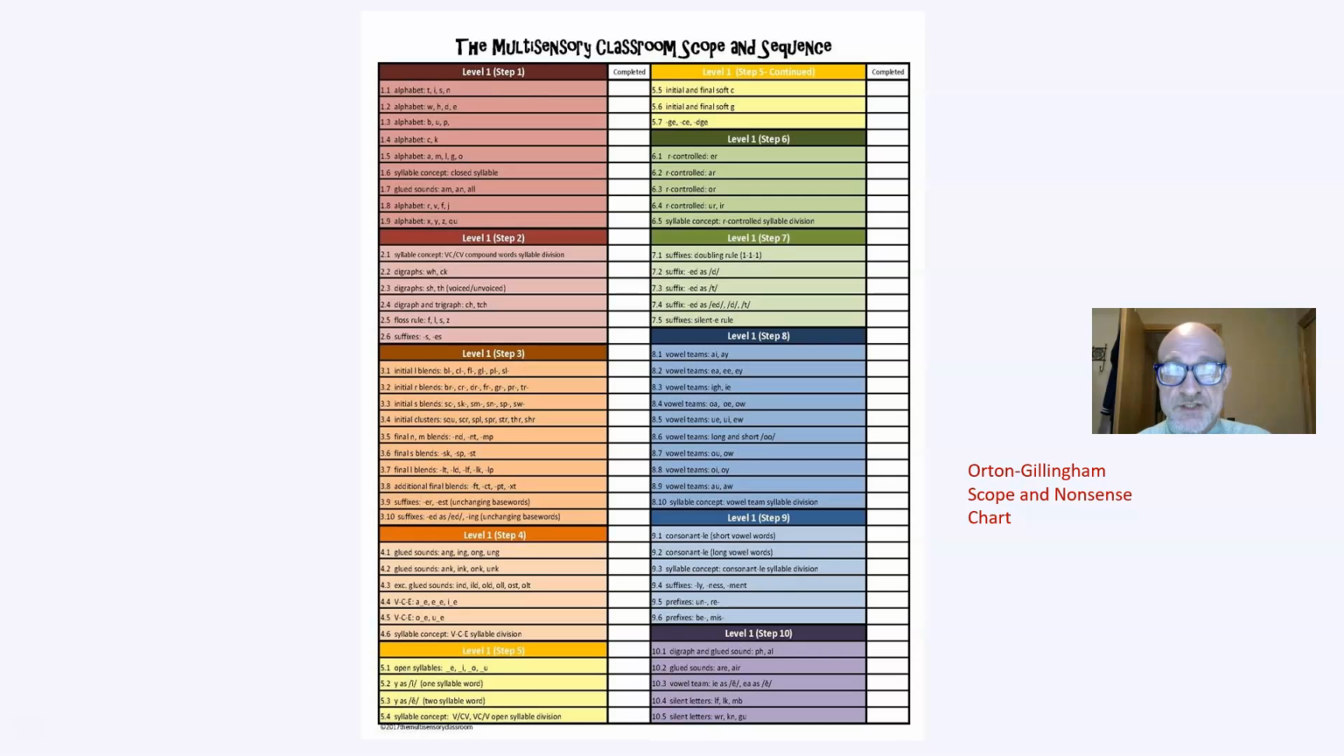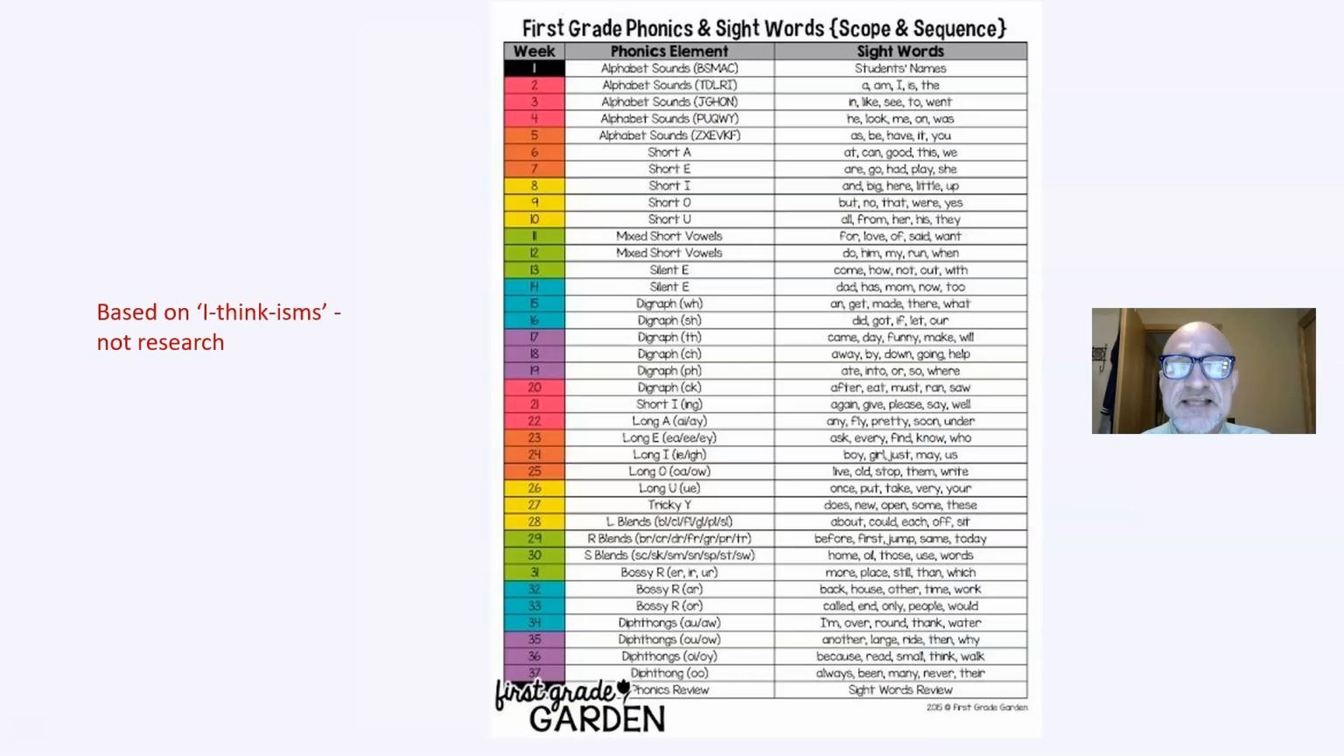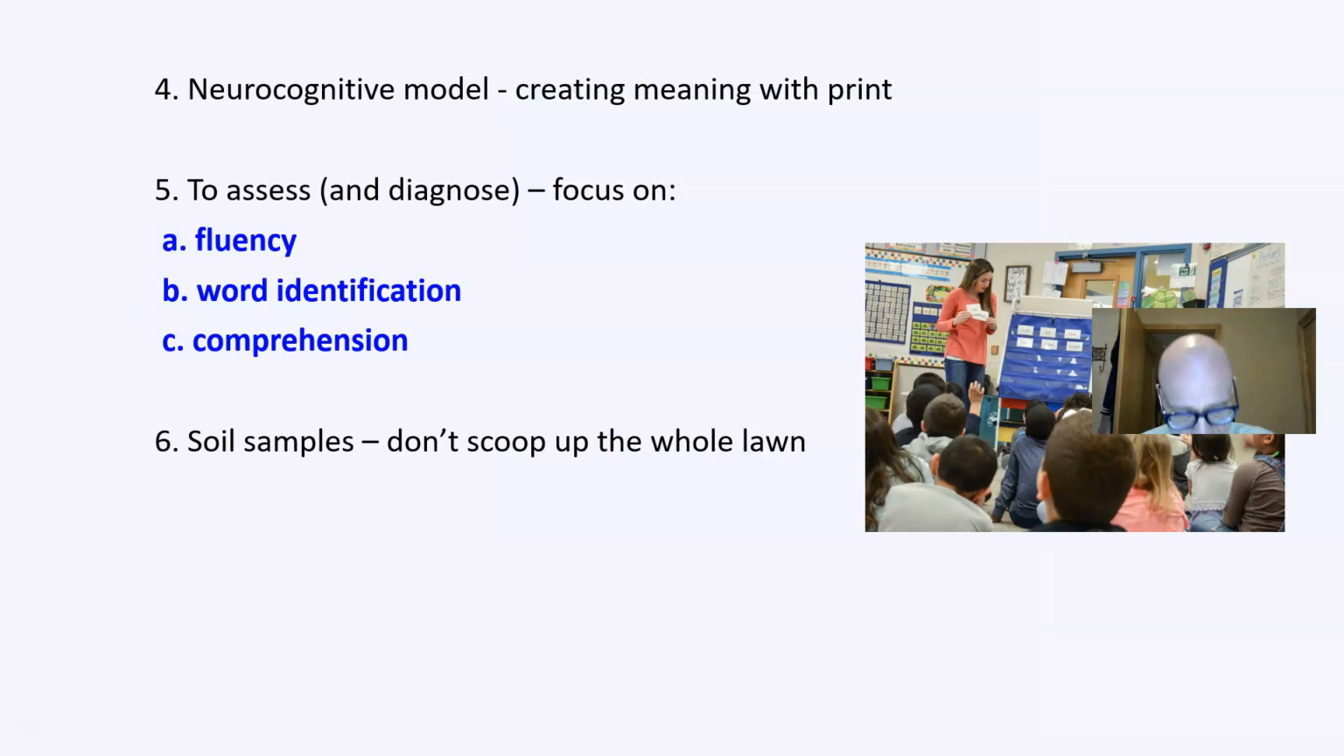Here's another scope and sequence chart, again based on this same idea that you teach all these little parts in the same order to all students because they are standardized products, of course, moving along on a conveyor belt. Not really. The neurocognitive model of reading says reading is not sounding out words, it's creating meaning with print.